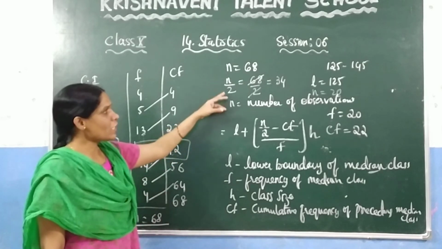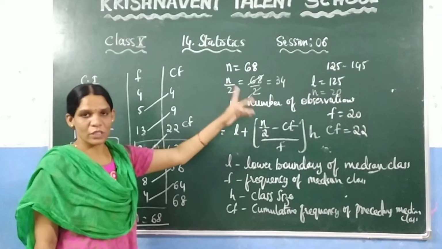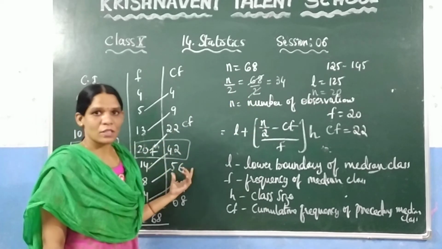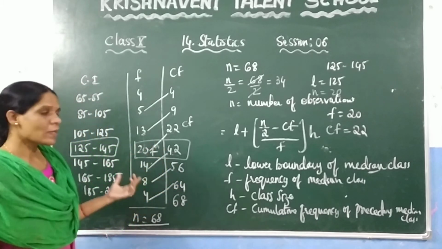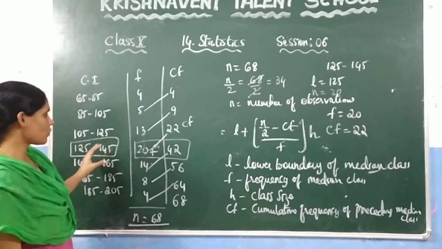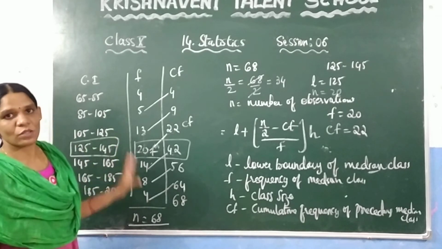And if you are finding the value of n by 2, you will get 34, and you need to check that value lies between which range, in between the frequency and the cumulative frequency. After checking, the corresponding class interval will be the median class. Like that, you need to find the median class in the case of the median.